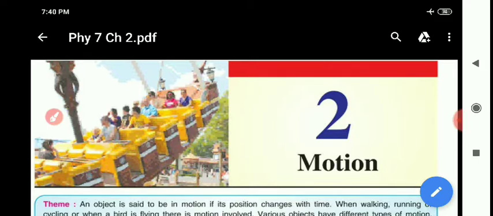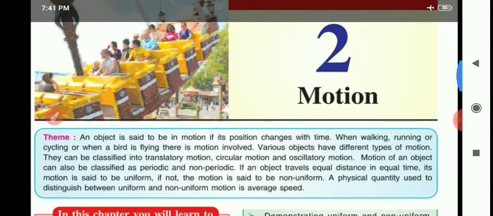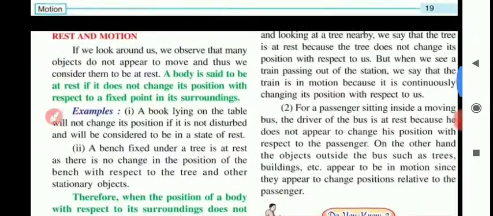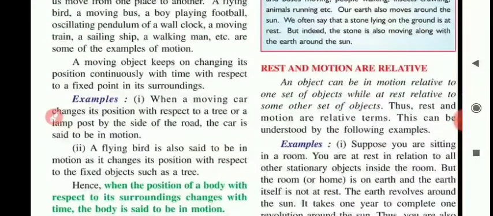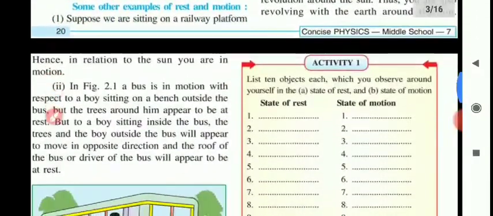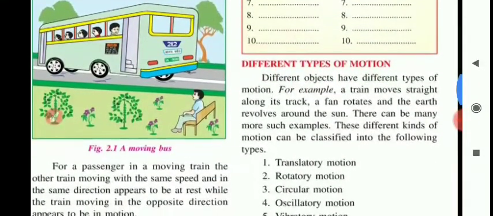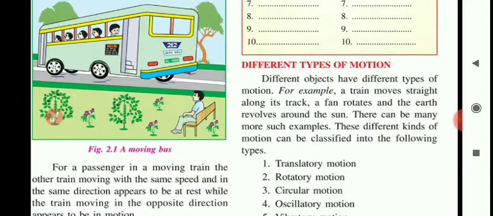In the last session, we started chapter 2, motion. We have studied what is motion, what is rest and motion, how motion and rest are related to each other, and we have studied different examples also. Now, today we have to start the next topic, different types of motion.